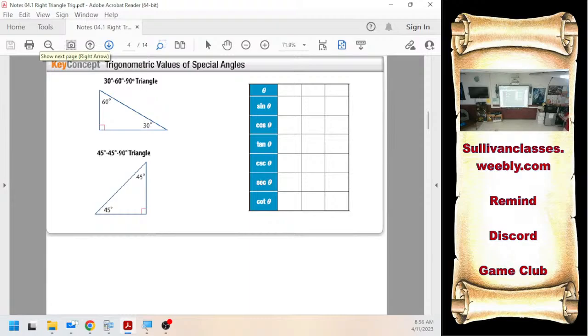Literally, it's just a name for the ratio. The ratio of this to this. And why would you find those? Because if I know the ratio of the sides, I can scale the sides as large and small as I want.